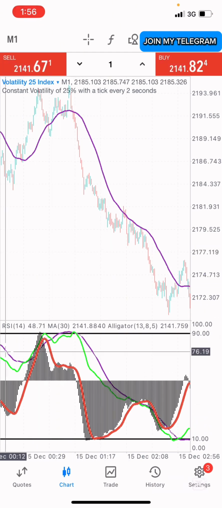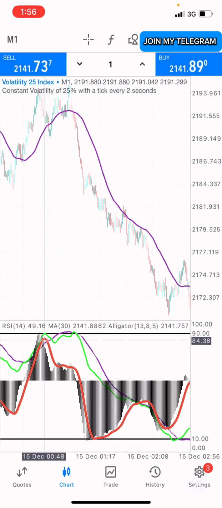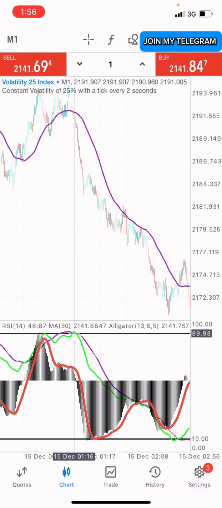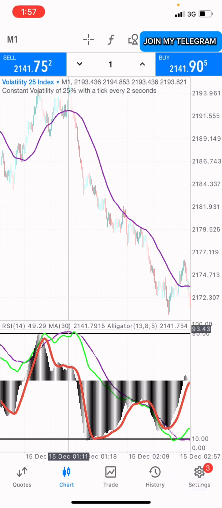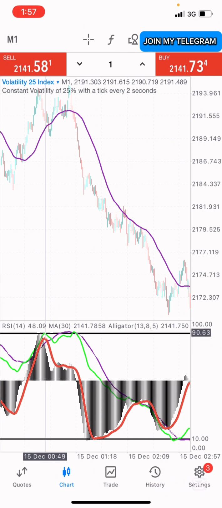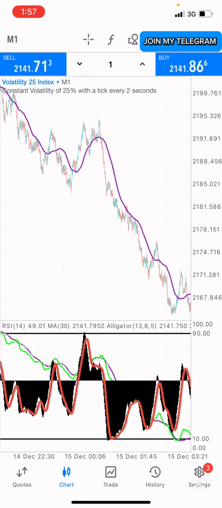So when the moving average and the alligator, which is the purple line and the green line, cross above the level of 90, so this should be between this line, right? The crossing should happen around this point, not here, but look at it at this point right here. First of all, let's see the zoom level we're going to use for this.